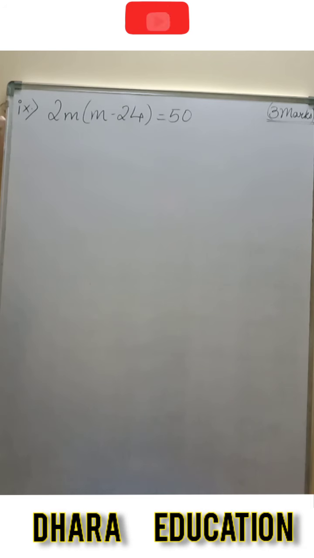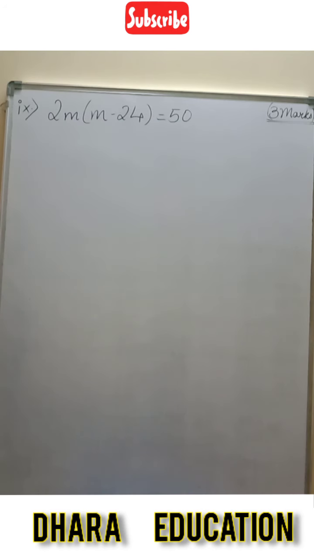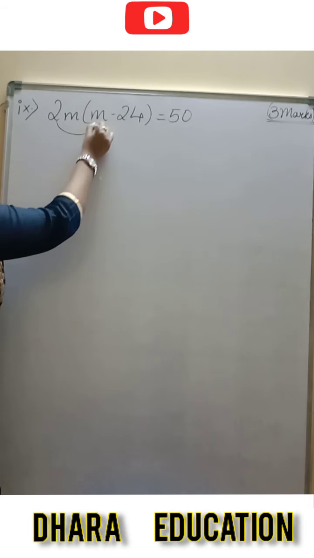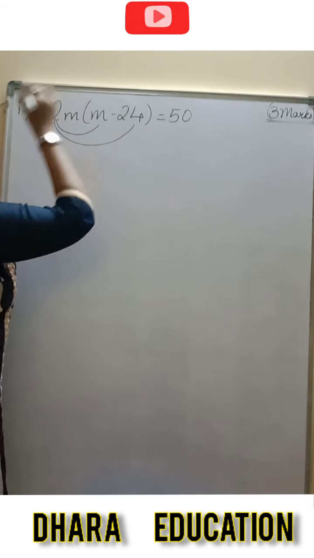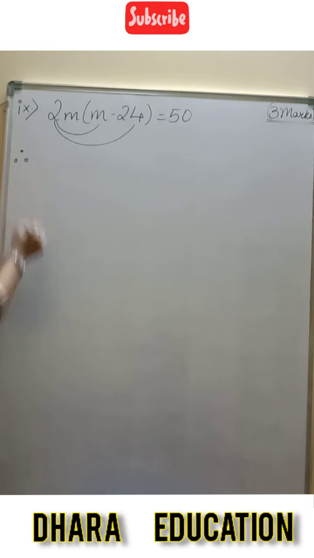This is the another sum, that is 9 sum, and this question may ask you for 3 marks. So 2m multiplied by m minus 24 is equals to 50. Okay. So in this particular sum, what we need to do is this. We just need to multiply this with this term and with this. Okay. So don't forget it. The steps are very much important over here.